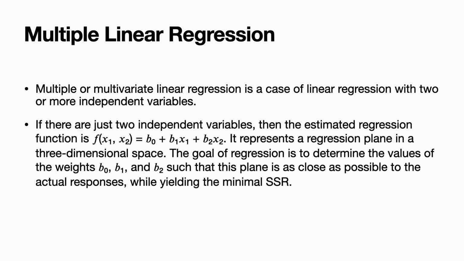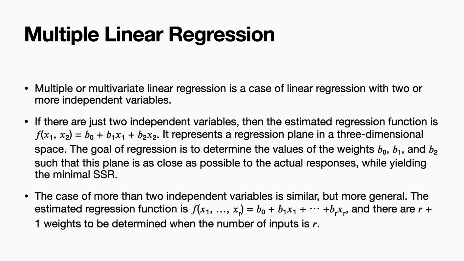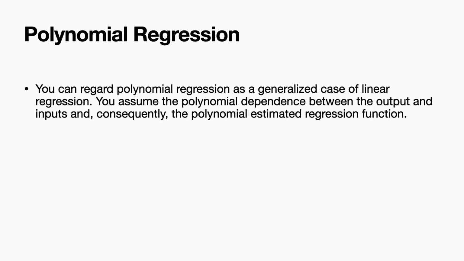Multiple linear regression. Multiple or multivariate linear regression is a case of linear regression with two or more independent variables. If there are just two independent variables, then the estimated regression function is f(x1, x2) = b0 + b1x1 + b2x2. It represents a regression plane in a three-dimensional space. The goal of regression is to determine the values of the weights b0, b1, and b2 such that this plane is as close as possible to the actual responses, while yielding the minimal SSR. Polynomial regression.